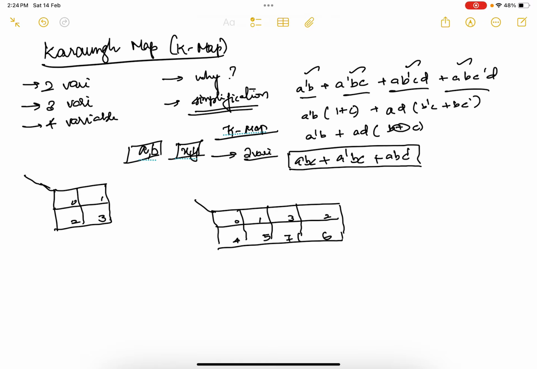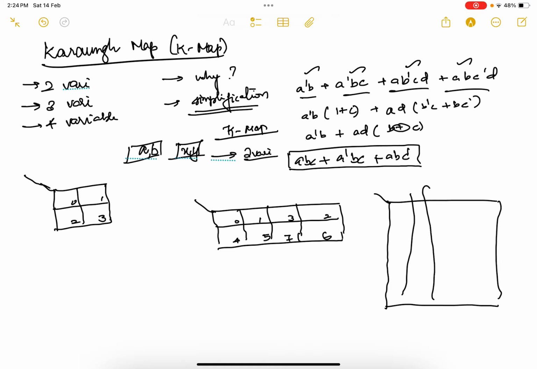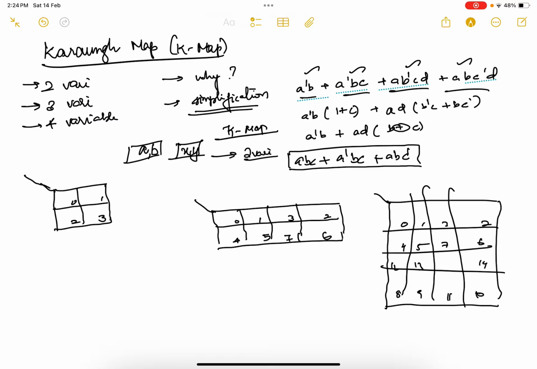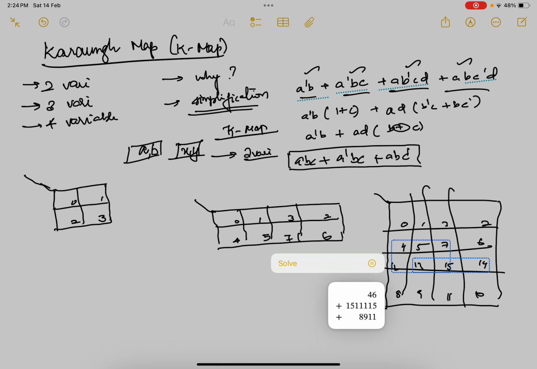Clear? If it is a 4 variable function, I will draw a 4 cross 4 matrix structure, where we will number each and every cell in the following manner: 0, 1, 3, 2, 4, 5, 7, 6, 12, 13, 15, 14, 8, 9, 11, 10. I will tell you why we are numbering like this.